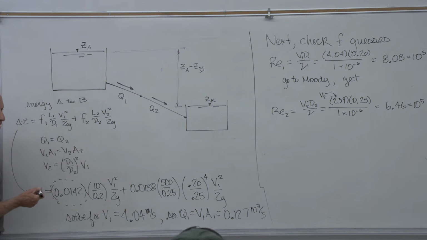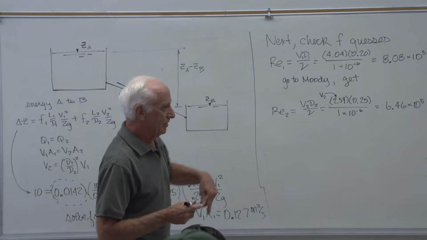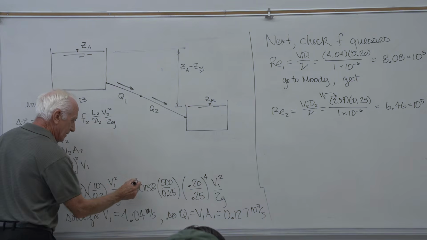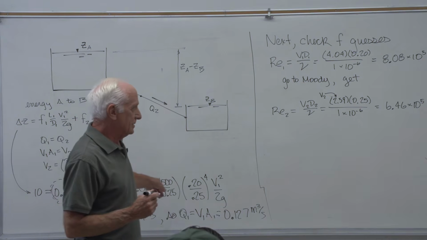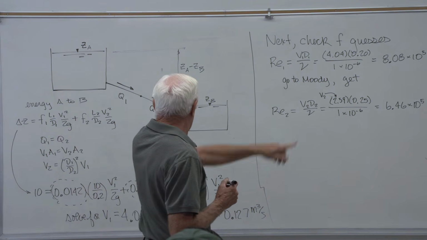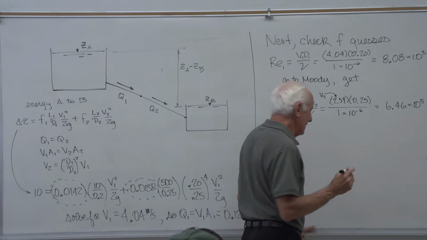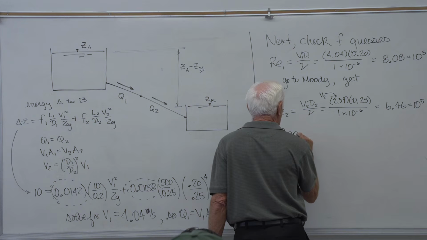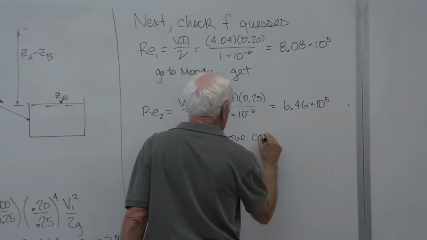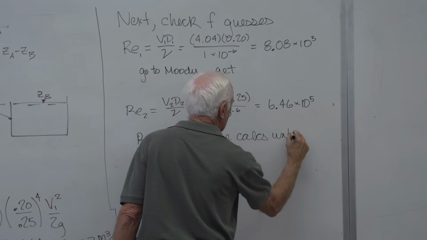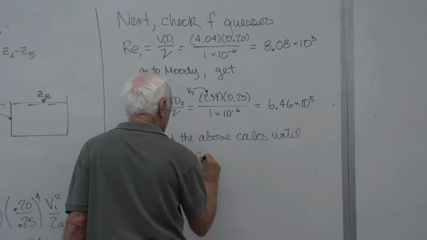F1 guess: I guessed 0.0142. Second time through, 0.016. Nope, that didn't converge. F2, I guessed 0.0138. Second guess, 0.016. Oh, that didn't converge. Okay. So what I say is repeat the above calcs until the F values converge.